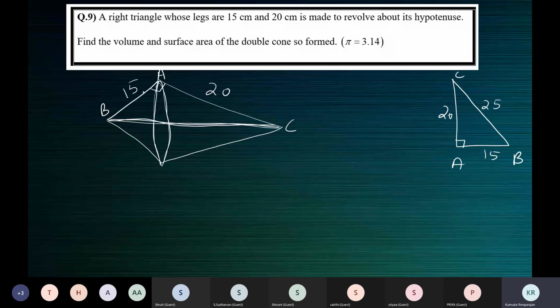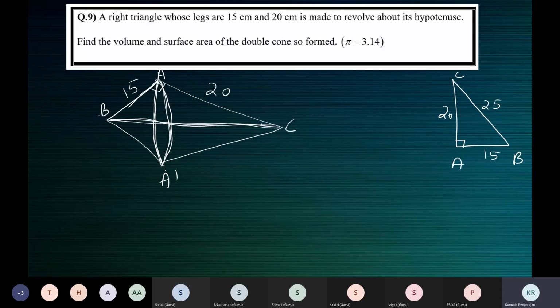You can see that a cone is traced on this side and on this side. The circular base of both the cones is common. Let me call this A dash. You can see a small cone on the left side and a slightly bigger cone on the right side.